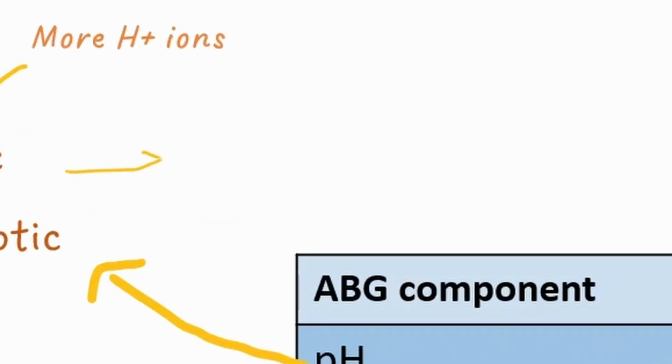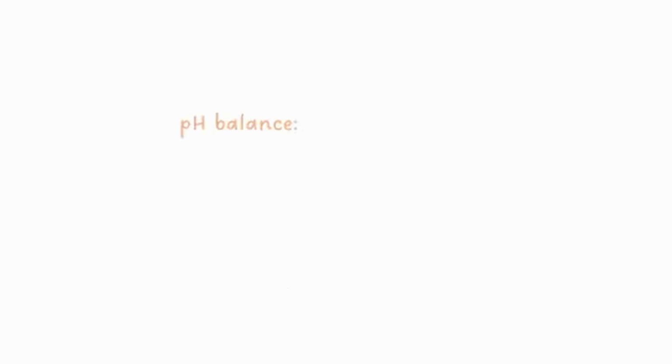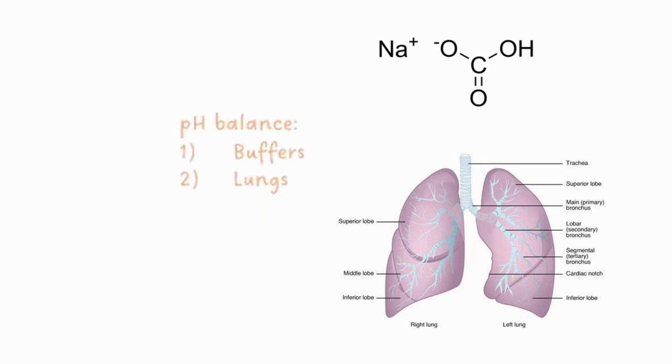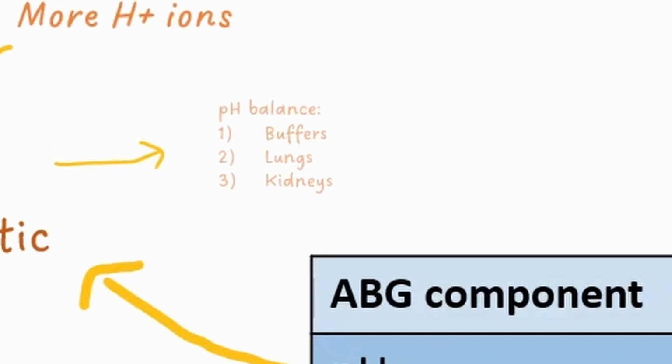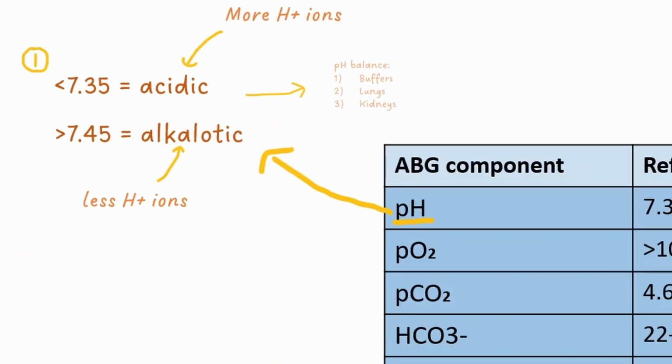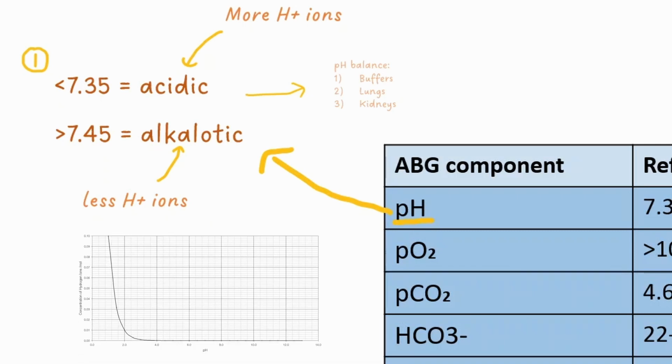pH is controlled in three ways. Chemically, using buffers like bicarbonate and phosphate, via the respiratory system, where changes to ventilation rate can alter the amount of carbon dioxide and thus carbonic acid in our blood, and via the kidneys, through retention and excretion of acidic hydrogen ions versus alkalotic bicarbonate. A small change in pH actually reflects a large change in hydrogen ions, since pH is on a logarithmic scale.